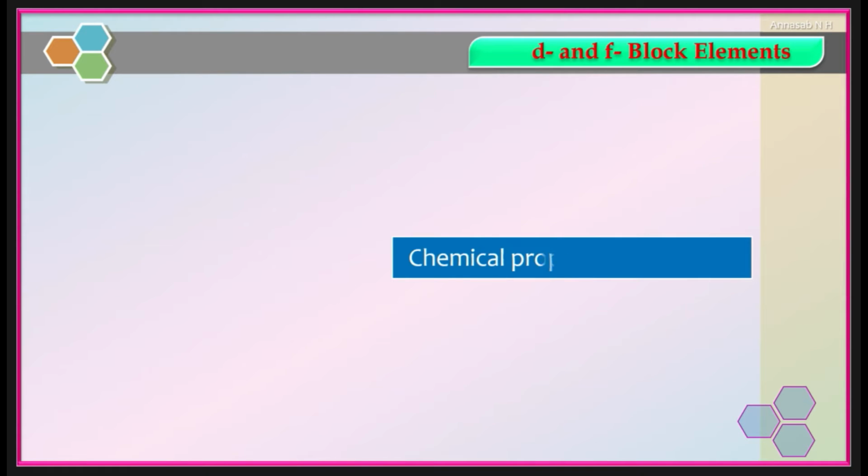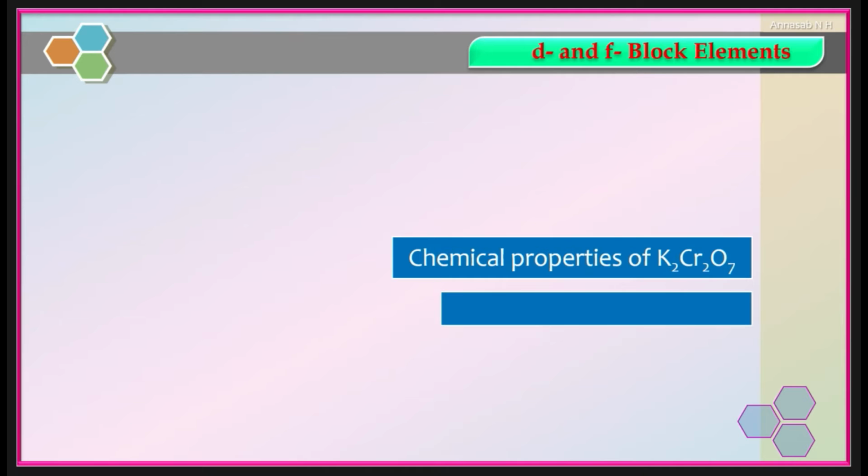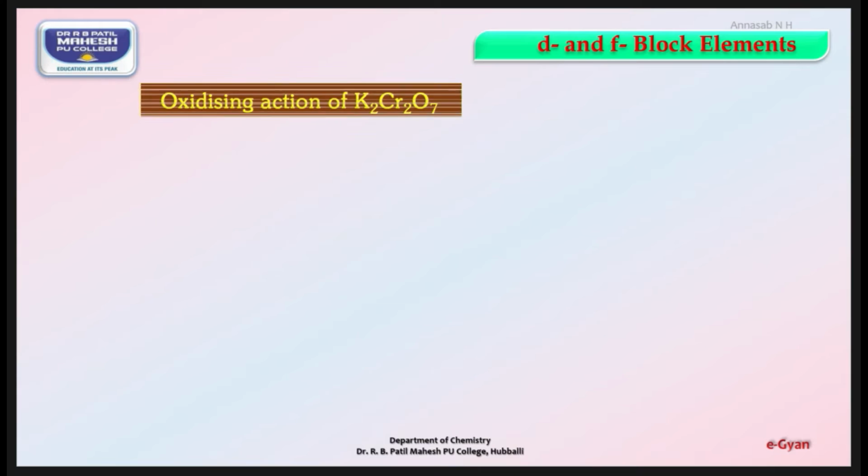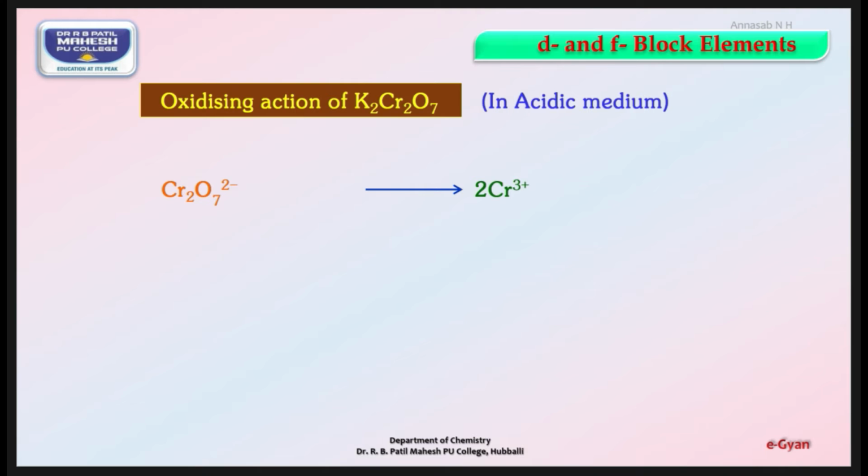Moving to the next part of the video lecture, chemical properties of K2Cr2O7, in that, oxidizing action of K2Cr2O7. So let us learn the reaction, that is oxidizing action of K2Cr2O7 in acidic medium. So here we have a dichromate ion Cr2O7 2 minus, which is going to convert into Cr plus 3 by the gain of 6 electrons and 14 H plus ions. Remember, it is acidic medium, H plus ions, that liberates 7 H2O.